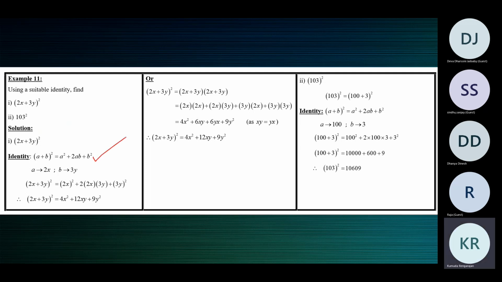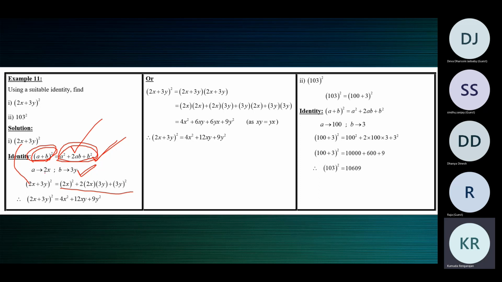So identify the correct identity. Pick out the values of a and b by comparing the question with this one. Now the question looks like this, so we should use this to get the answer. So after writing the identity and picking out the values of a and b, for this question, what is the answer? For this question, the answer is here. I told you that this is the answer.